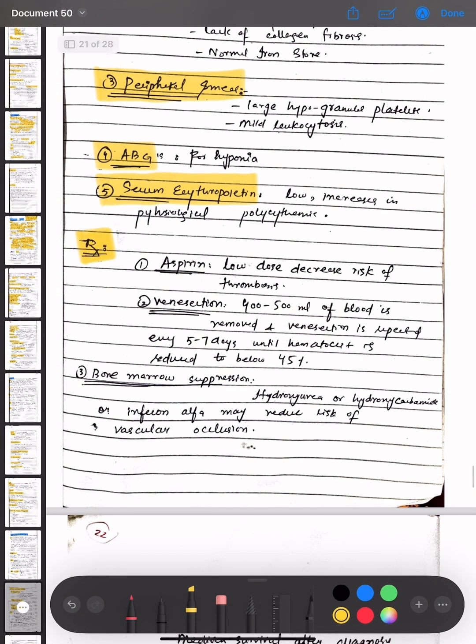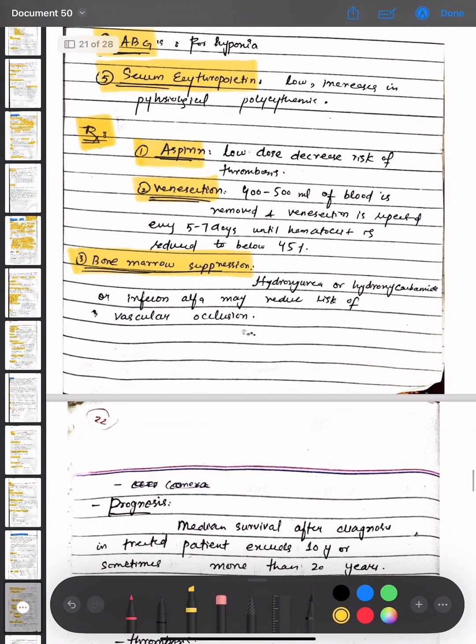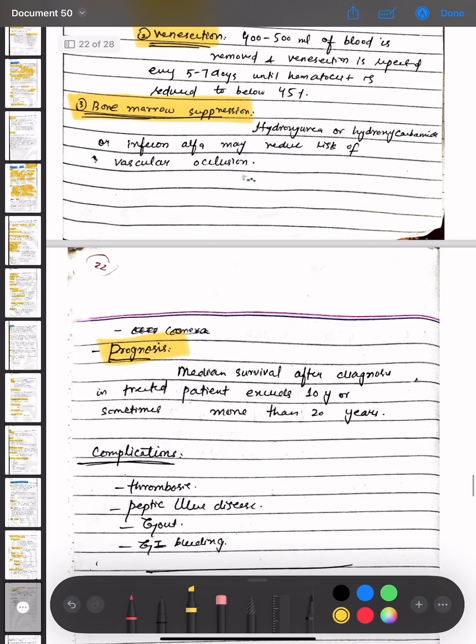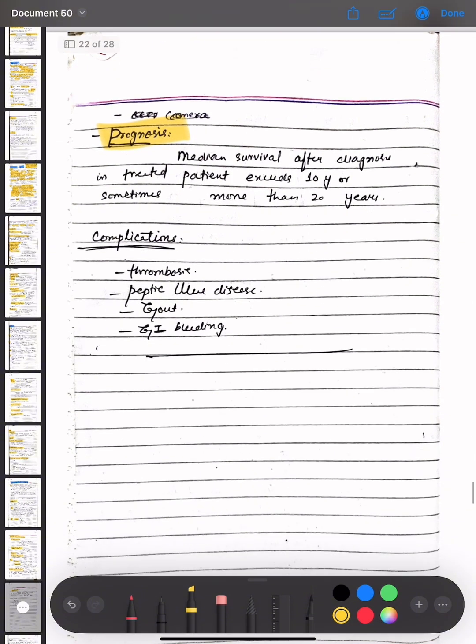The treatment options are aspirin, which in low dose decreases the risk of thrombosis, and venesection, where 400 to 500 ml of blood is removed and repeated every 5 to 7 days until hematocrit is reduced to below 45%. Bone marrow suppression is done, that is hydroxyurea or hydroxycarbamide or interferon alpha, which may reduce the risk of vascular occlusion. The prognosis is that median survival after diagnosis in treated patients exceeds 10 years, or sometimes more than 20 years. The complications are thrombosis, peptic ulcer disease, gout, and GI bleeding.